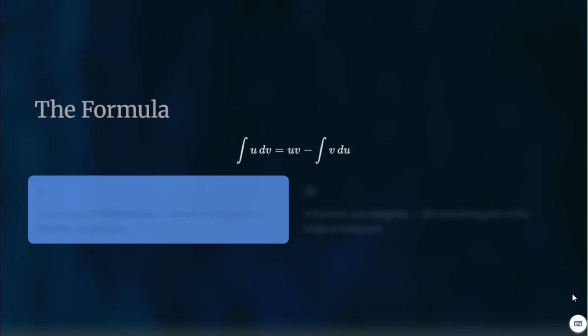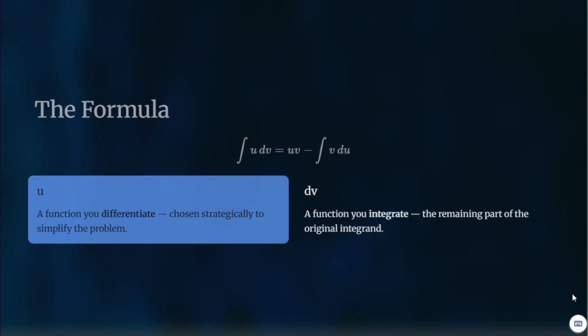Here's the formula again. Integral of u times dv is equal to uv minus integral of v du, where u is a function you differentiate, chosen strategically to simplify the problem, and dv will be a function you integrate, the remaining part of the original integrand.